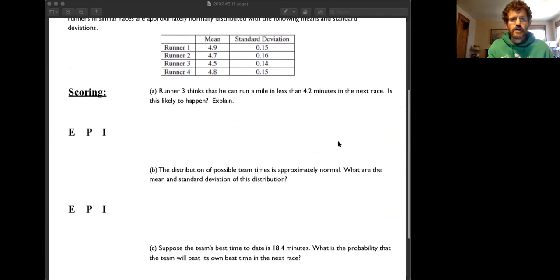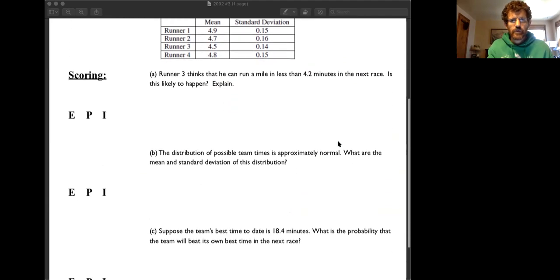So now, for the next two problems, we won't need to read the context. We'll just need to have access to this table. The distribution of possible team times is approximately normal, okay? What are the mean and standard deviation of this distribution?